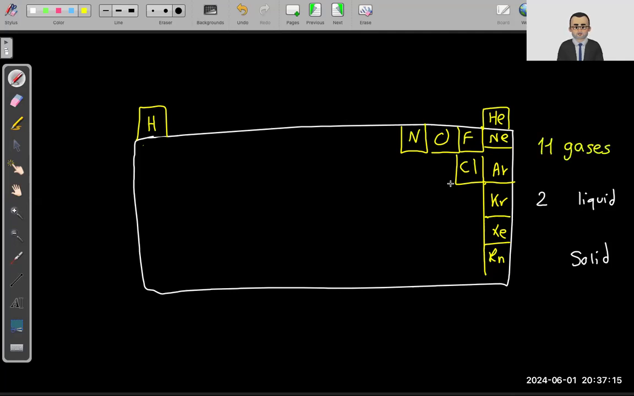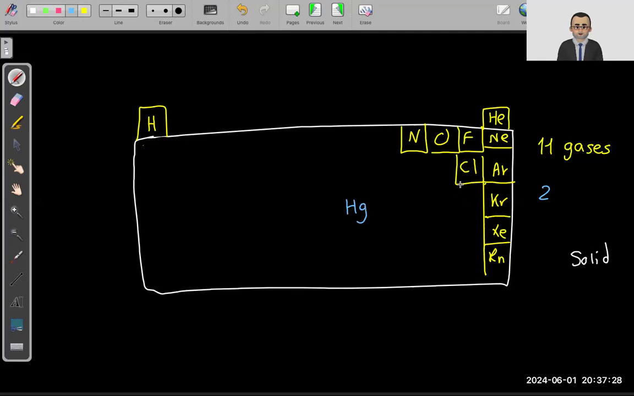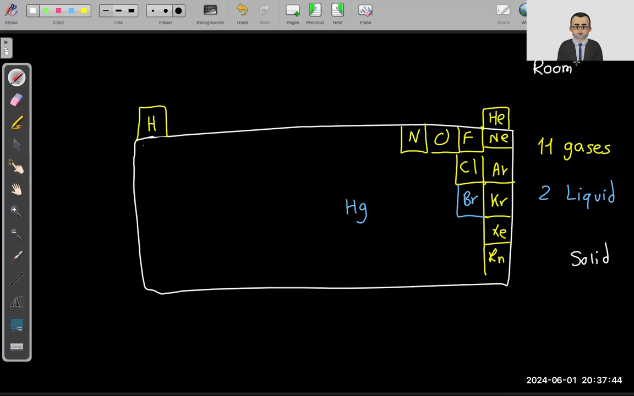But what about the liquids? There are only two elements which are liquids in the periodic table. What are they? One of them is mercury, and the other one is bromine. The rest, all the other elements, will be solid when they are at room temperature.